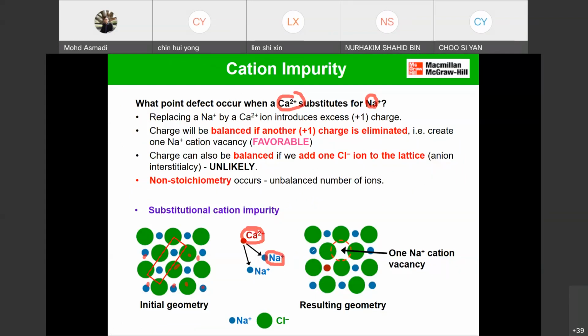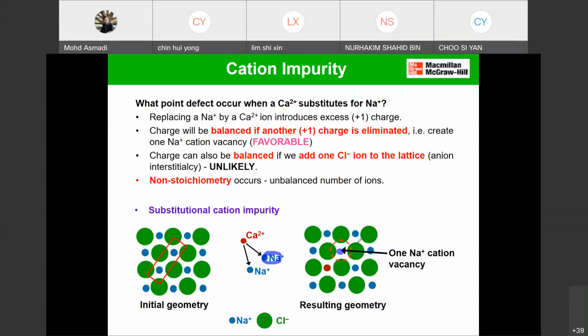So if you look at here, this is a Cl minus, and this one is Na plus. If we want to replace with the Ca2 plus, we have to remove 2 Na, because this is a 2 plus ion and this one is 1 plus. Meaning that we have to replace 2 ions of Na in order to maintain the neutrality. That's why here there is a vacancy. Replacing Na plus by Ca2 plus ion introduces an excess plus 1 charge. The charge will be balanced if another plus 1 charge is eliminated.